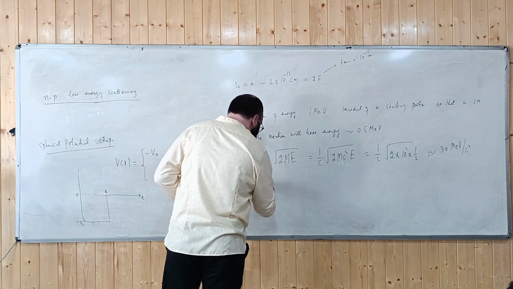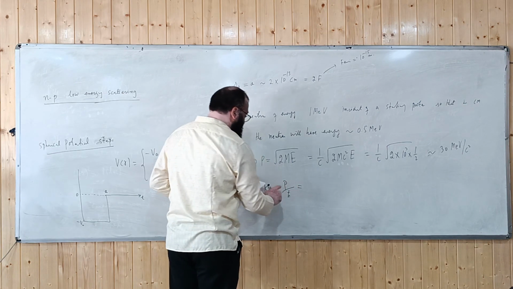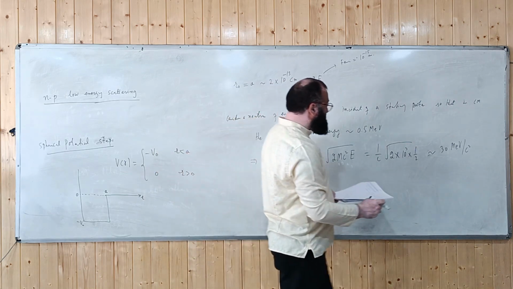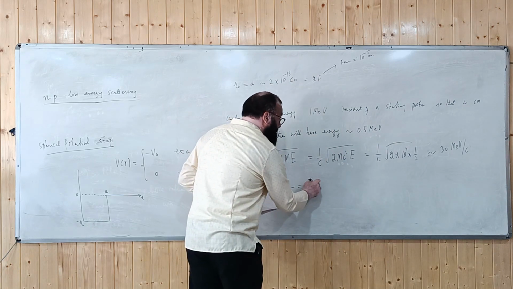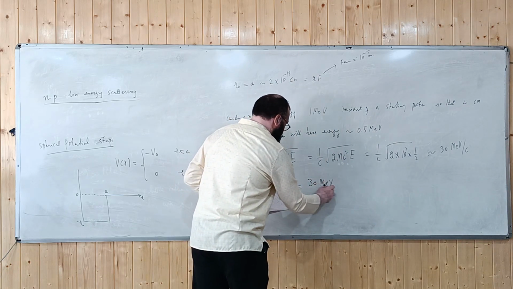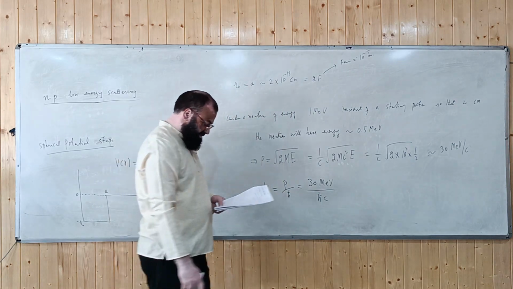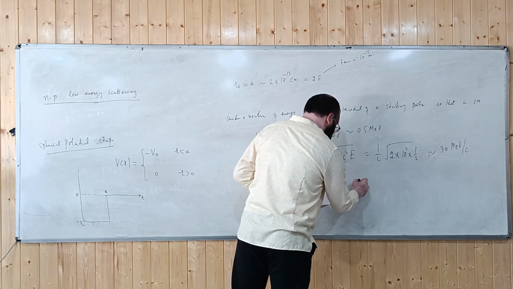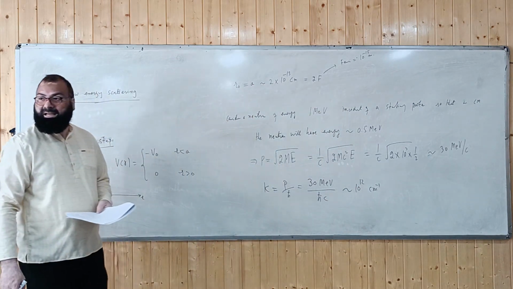So let's calculate the wave vector. The wave vector is p by h cross. What is p? 30 MeV/c, so it's not c square, it is c. So it is 30 MeV by h cross c, which is of the order of 10 raised power 12 centimeter inverse, because the wave vector has length inverse units.